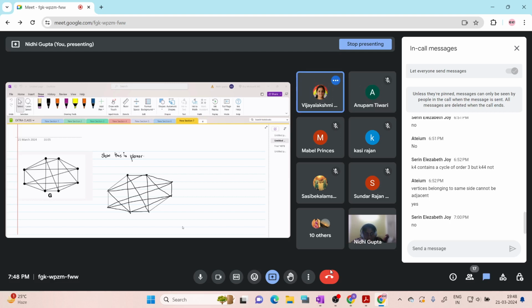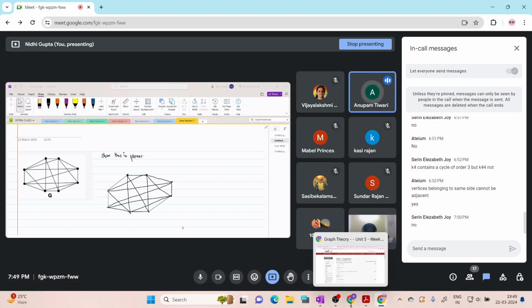But my point is we have to count the edges. How many are there? That is 8. So 2 into 8 minus 4. But that rule is true for a planar graph with no triangles. This graph has triangles, so you cannot use that identity.